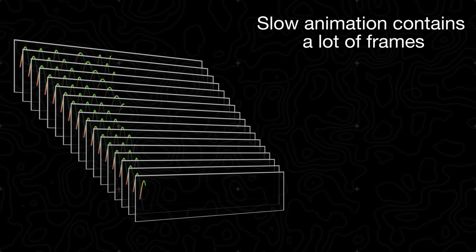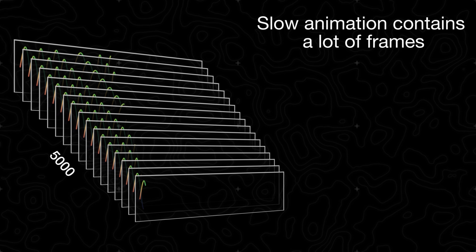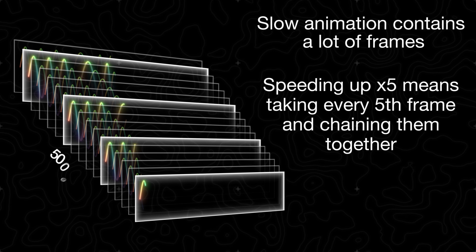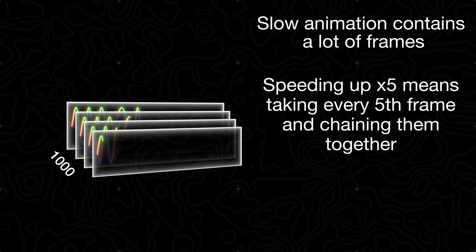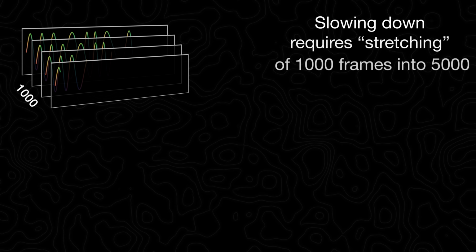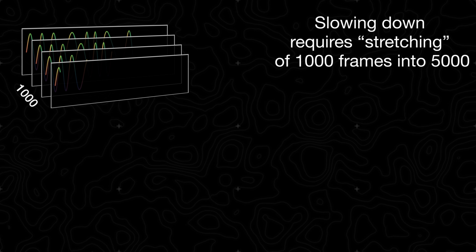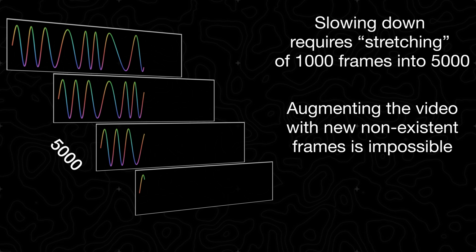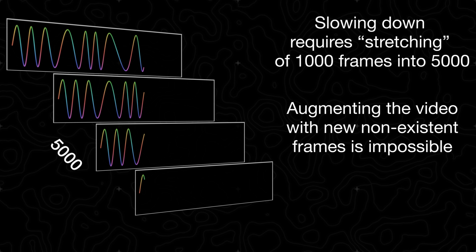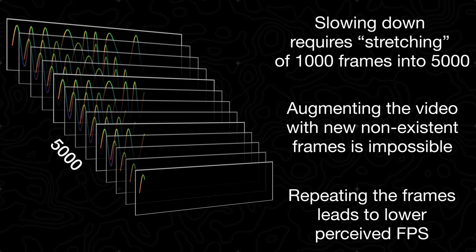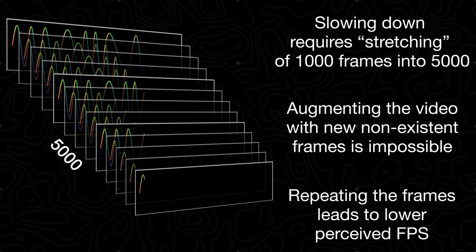In the first case, the file contains a large number of frames, let's say 5000, and to speed the animation up, the video editing software simply takes every 5th frame, chains them together, and the result looks good. Alternatively, to slow a faster animation down, it needs to somehow stretch the existing 1000 frames into 5000. Since it can't augment the pre-rendered video with any new frames, the existing ones are simply repeated, so that now you perceive the animation as if it is played with 6 frames per second instead of the normal 30.